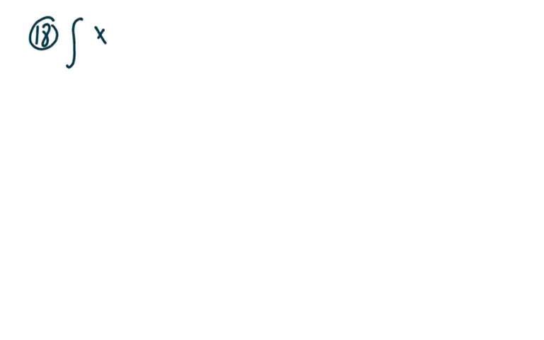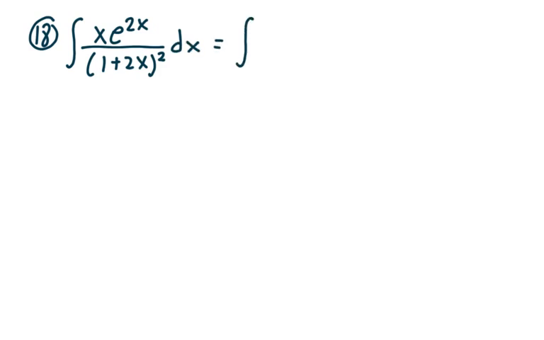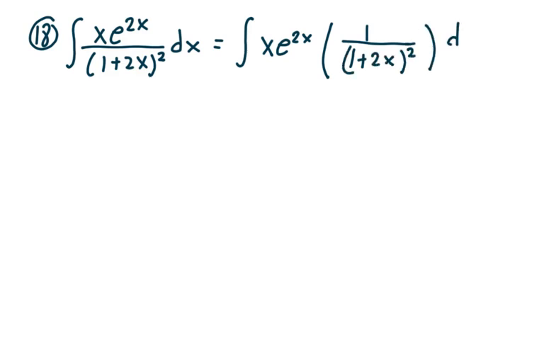Suppose we have the integral of x e to the 2x divided by (1 plus 2x) to the second dx. This can be written as the integral of x e to the 2x times 1 over (1 plus 2x) to the second dx.